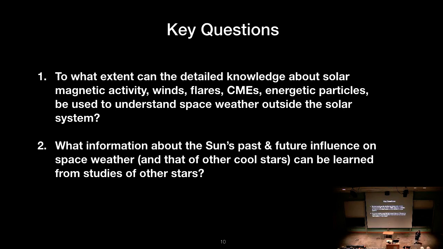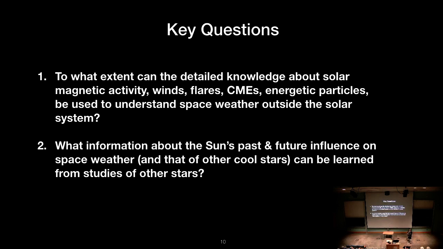So on the one hand, we have a star that's 1 AU from us that is very well characterized. We can study it in detail. We know about its magnetic activity, its wind, flares, coronal mass ejections, energetic particles, et cetera.